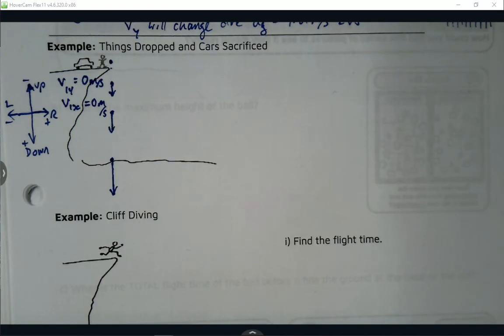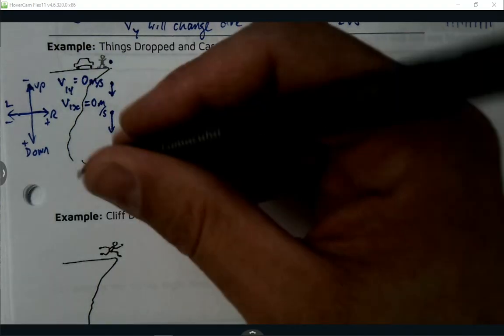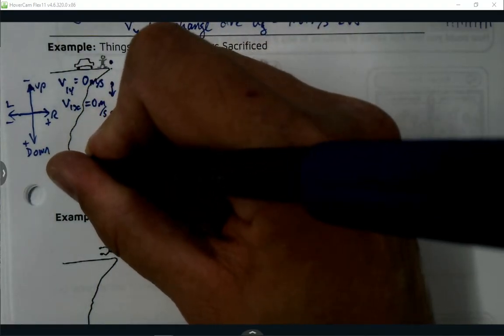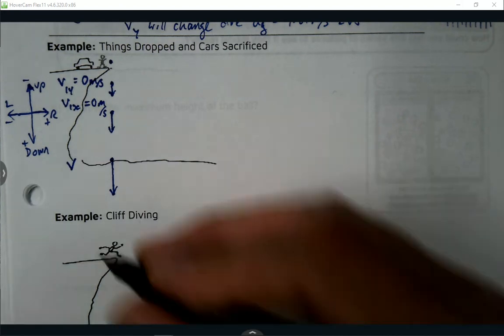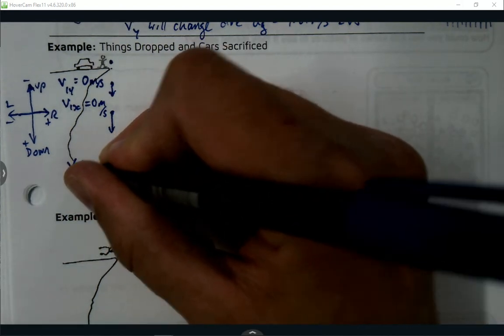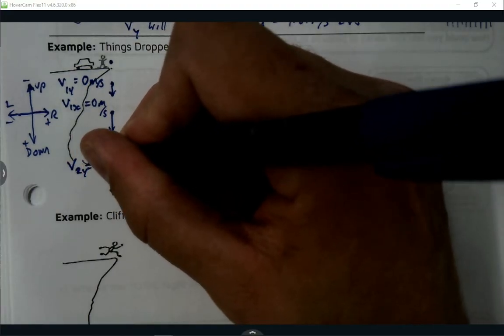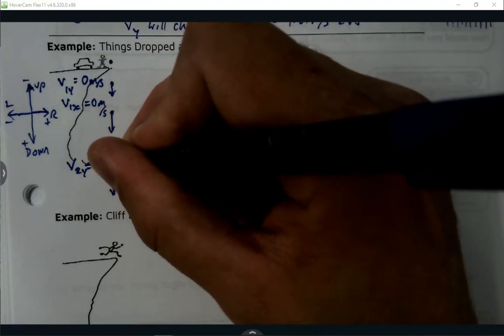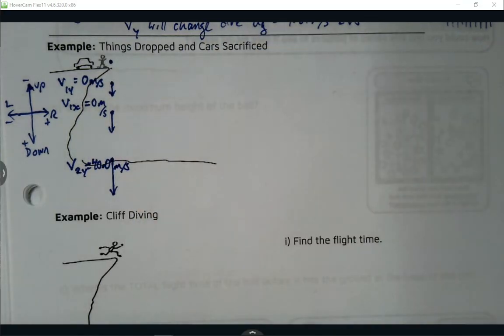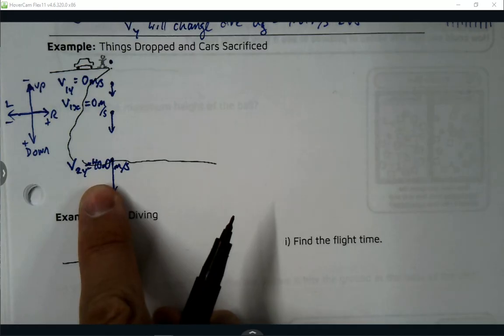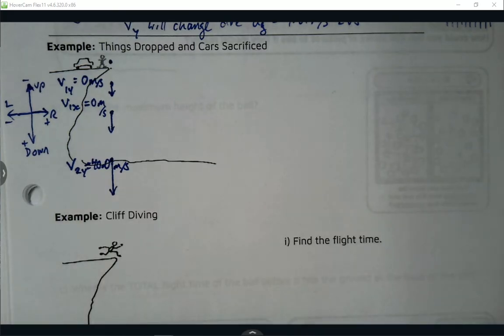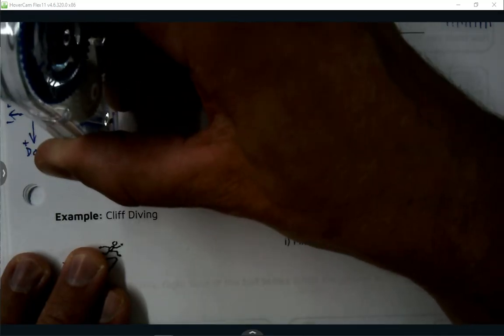Which almost seems like a no-brainer, but if I dropped it, it's not going in the x direction, right? But then when it hits the ground, I can say, I watched this thing, I got a speed radar, and v2y, when it hits the ground, is 40 meters per second. I can even say 40.0 meters per second when it hits the ground. Okay? We got a little bit of messiness. Let's clean it up.